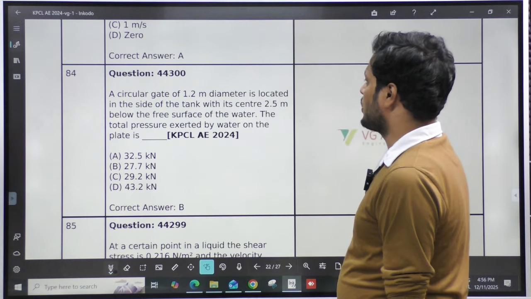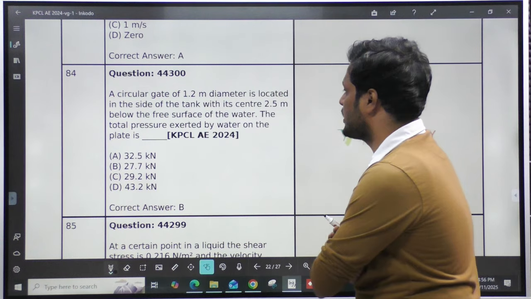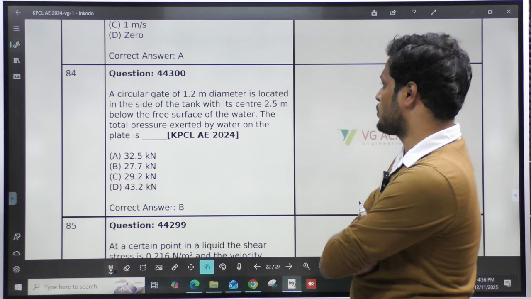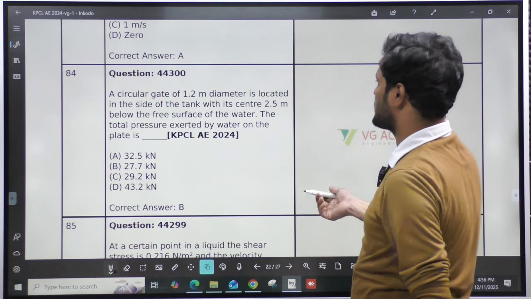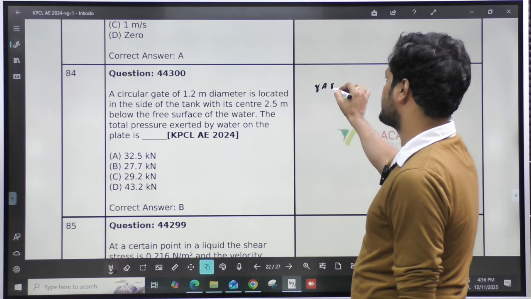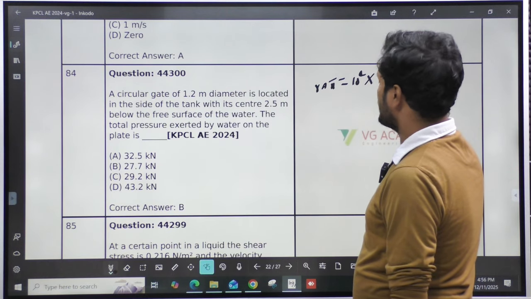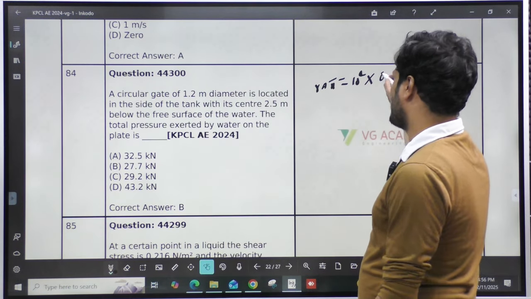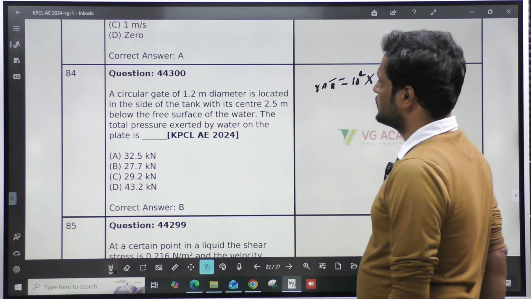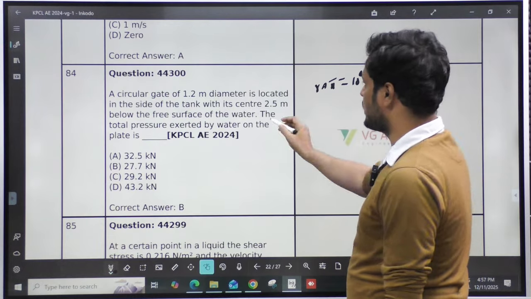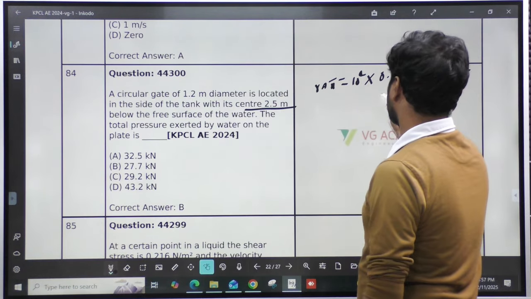A circular gate 1.2 meter diameter is located in the side of a tank with its center 2.5 meter below the free surface, the total pressure of the water. So pressure of a submerged body is gamma A x bar. So gamma will take 10 to the power of 4, into area pi by 4 d square. Pi by 4 I will take approximately 0.8 into d square, 1.2 square, into x bar. Directly to the center they have given 2.5.